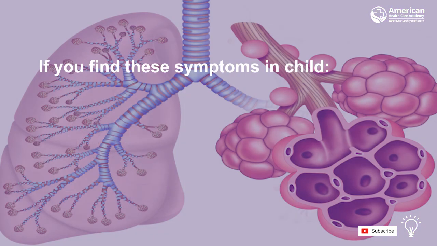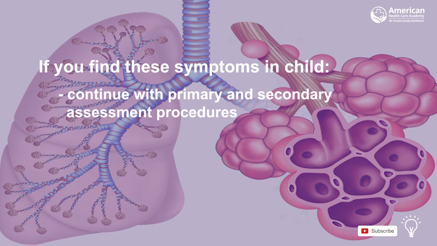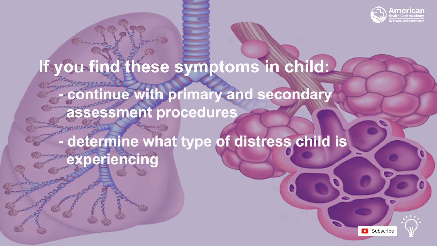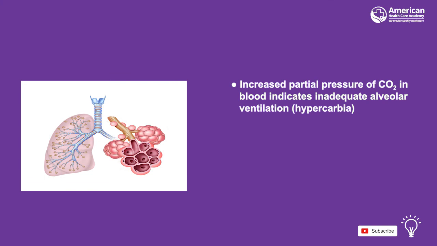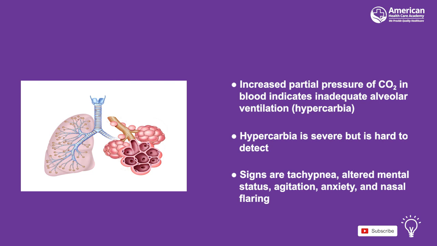If you find any of these symptoms in a child, you should continue with the primary and secondary assessment and procedures to determine what type of distress the child is experiencing and treat the condition as immediately as possible. Increased partial pressure of carbon dioxide in the blood indicates inadequate alveolar ventilation, known as hypercarbia. Hypercarbia is severe but hard to detect. The signs of hypercarbia are tachypnea, altered mental status, agitation, anxiety, and nasal flaring.